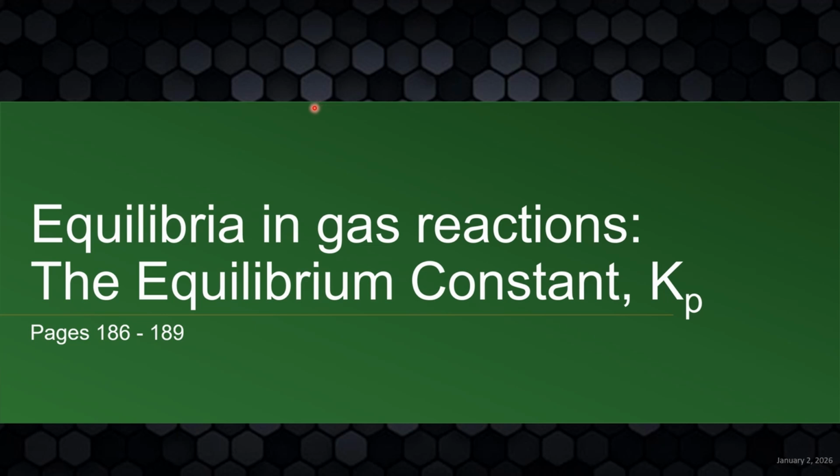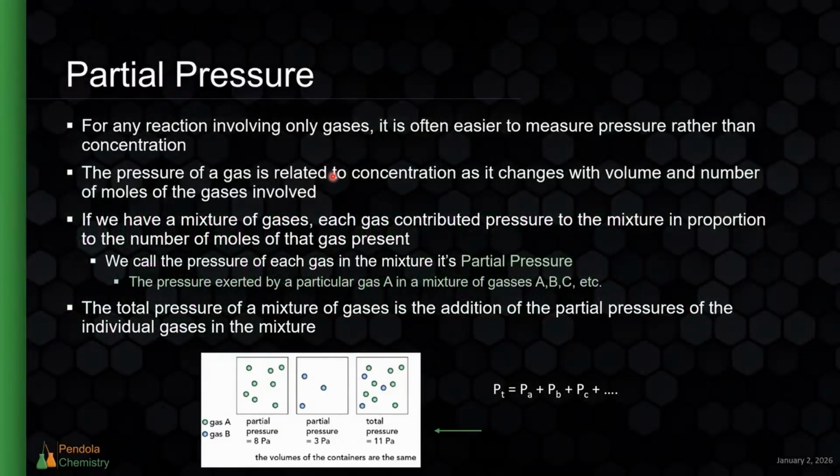Now, before we start talking about equilibrium, let's talk about the units for pressure and a few different details about them. When we have a mixture of gases, which we will have when we do equilibrium, we're going to look at what we call partial pressures. For any reaction involving nothing but gases, it's usually going to be easier to use pressures as an indicator instead of concentration because it's very easily measured.